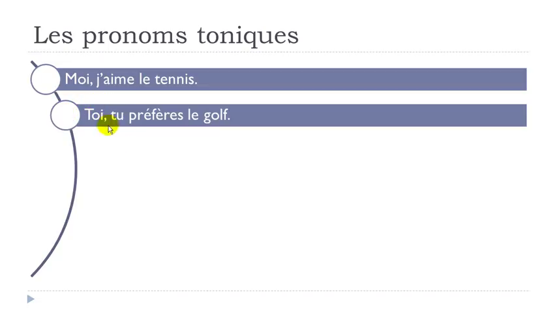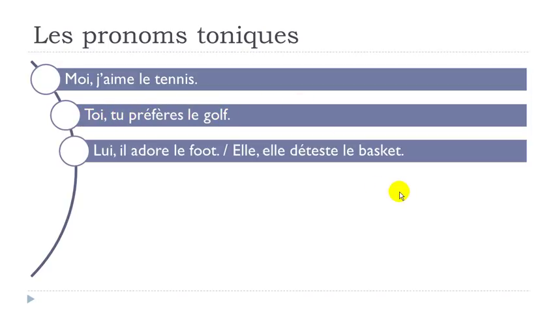Okay, let's see the second example. Toi, tu préfères le golf. Okay, préférer, to prefer, obviously. Okay, toi, tu préfères le golf. Okay, and then here, so we've got here the masculine form. And here we've got the feminine form, so let's see the masculine form first.